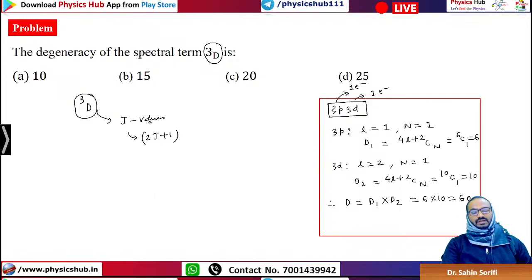How many j values do you get? Each j value will be split into 2j plus 1. That will be the degeneracy for each j value. So however many j values there are, for each of them it is 2j plus 1, 2j plus 1, 2j plus 1. You have to add them all and you will get the total degeneracy. Okay.